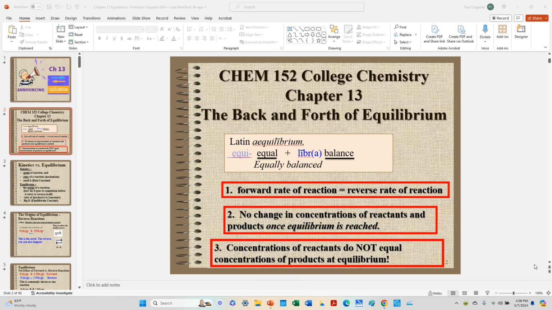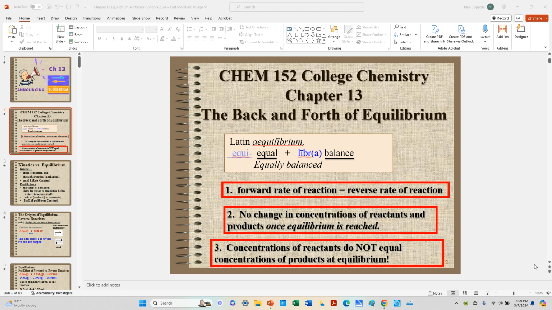Okay, so here we are in slide 2 of chapter 13, the back and forth of equilibrium. Now, 3 important points about equilibrium which I'll repeat several times. When you reach equilibrium, the forward rate of the reaction is equal to the reverse rate. There's no change in concentrations of reactants and products once equilibrium is reached, and the concentrations of reactants and products at equilibrium are not equal to each other.